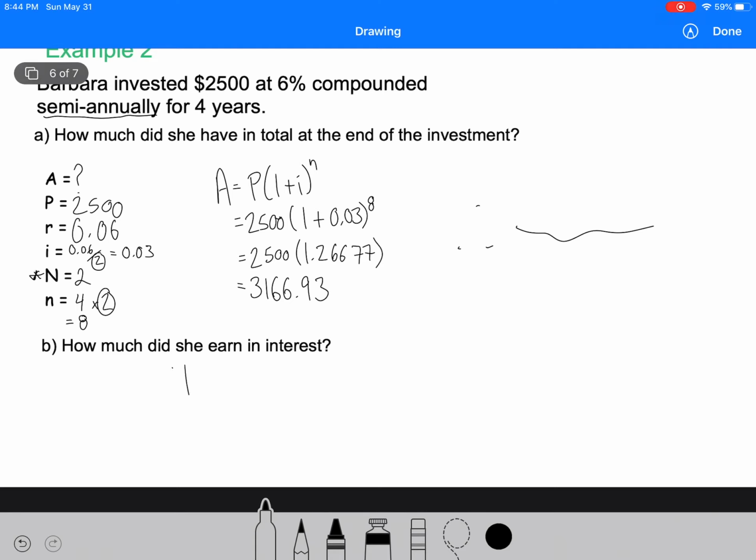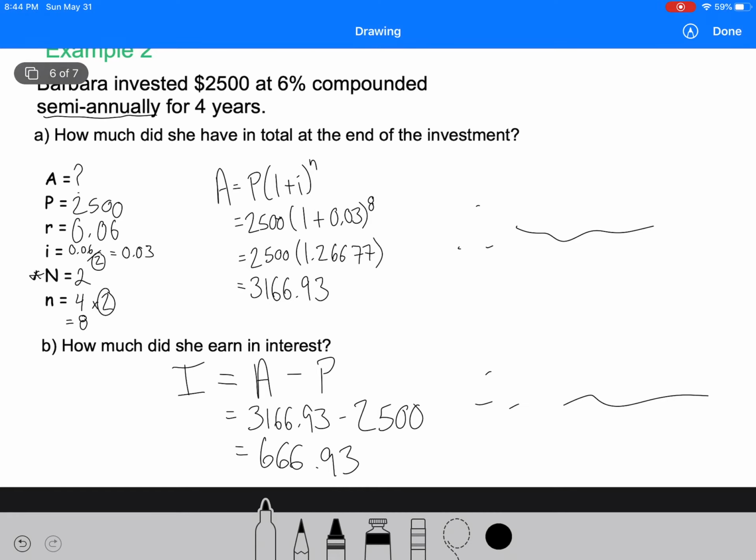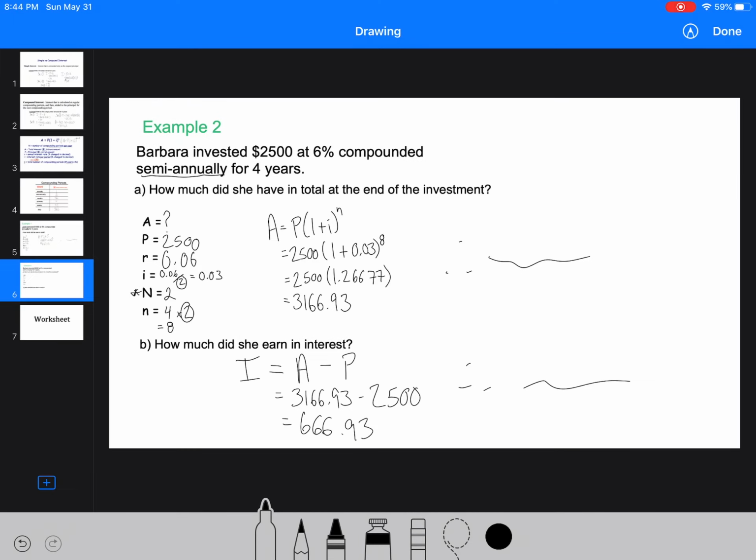Now to find the interest, all we have to do, this is actually pretty easy, take that final amount and subtract away the initial amount. So we've got 3,166.93 minus the initial amount that we had, which was $2,500. Now that's going to give me $666.93. Therefore, she made that much. So in 4 years, in this case, they've made almost $700. So it does start to make a difference.